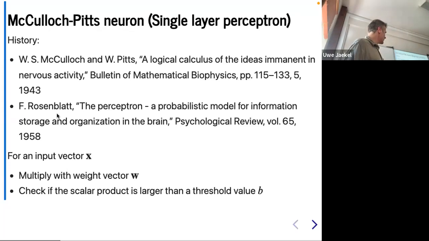There's another parameter, this threshold value b, which you would also have to learn. And the simplest neural networks just use this algorithm. You start with a random vector, and then you can improve this vector by, today usually done by stochastic gradient search, but there are also other algorithms leading to a solution of this problem.